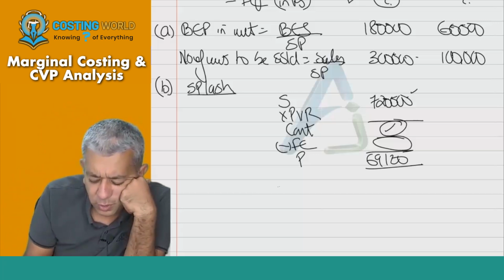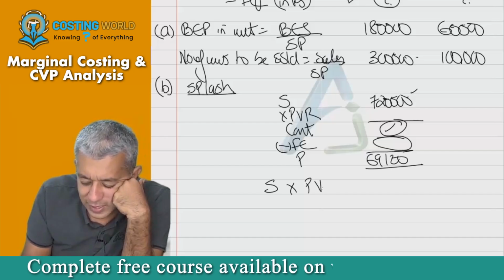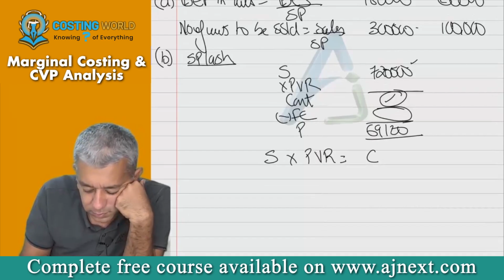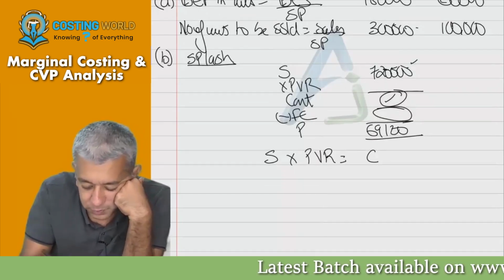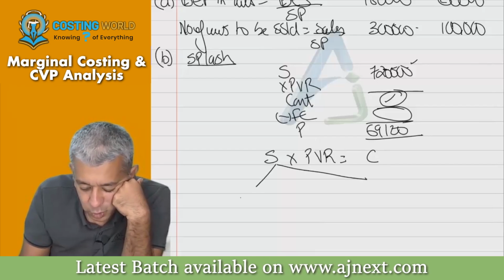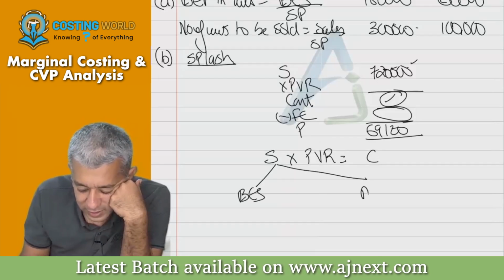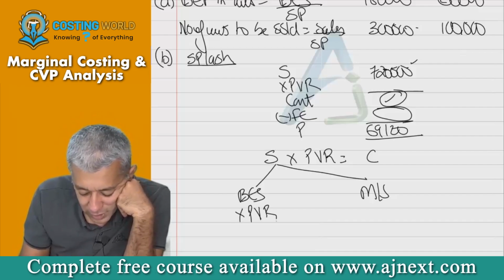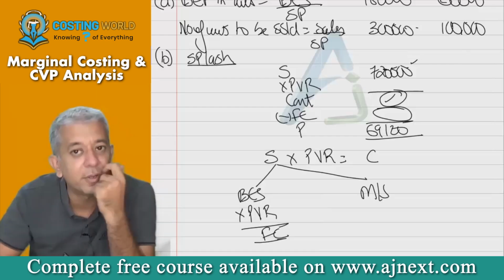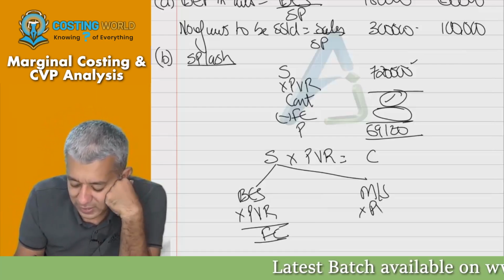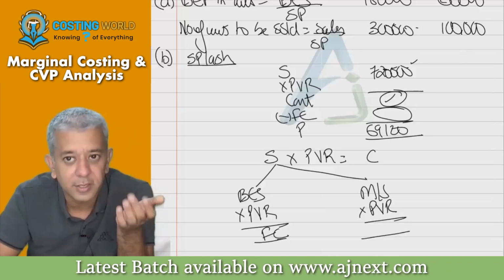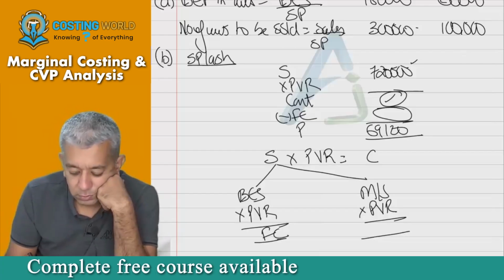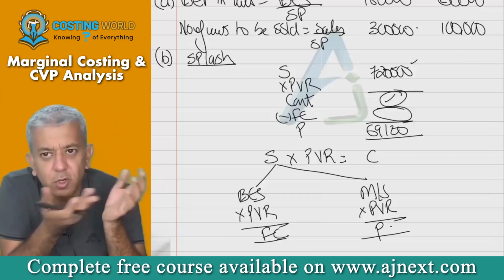So from where to get your PV ratio? One thing, sales into PV ratio will give you contribution. We all know that. But I don't have contribution. That is the problem. Sales is in 2 parts. Which 2 parts? You have break-even sales and then you have margin of safety. Break-even sales into PV ratio gives you enough contribution to meet your fixed cost. Whatever is the balance sales, on that, whatever contribution you earn at the rate of PV ratio becomes your profit because fixed cost has already been met.